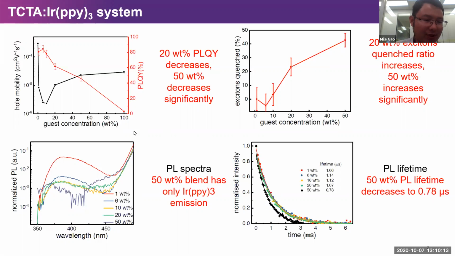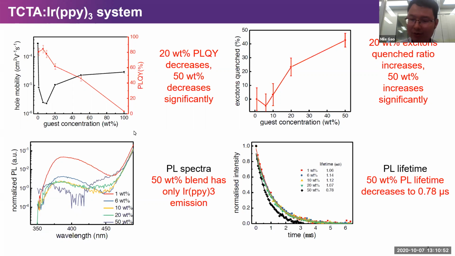And for PL spectra, even the 20 weight %, the green one, has some emission from TCTA. But within the sensitivity of this experiment, the 50 weight % blend has only RP emission. For PL lifetime, we can see that from 1 weight % to 20 weight %, the lifetimes are pretty close, all on the 1 microsecond time scale, which corresponds to the first fluorescence lifetime. But for 50 weight %, the lifetime decreased to 0.78 microsecond.